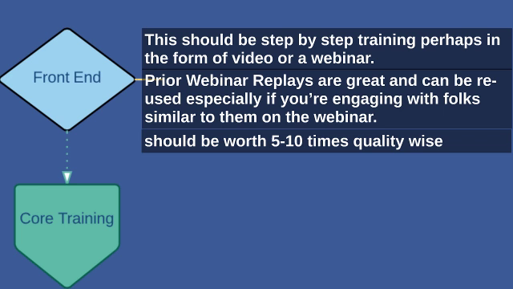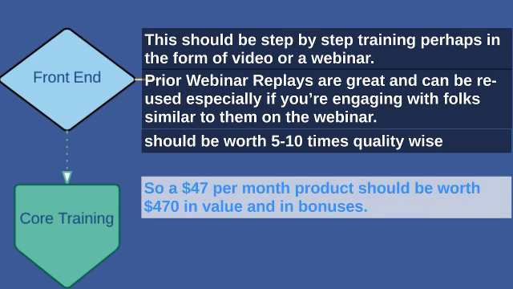those questions. Now, as far as quality and value goes, it should be worth about 5 to 10 times more quality-wise. So if you're charging, for example, $47 per month, then it should be worth about $470 in value. So if you were going to offer something for $47, make sure that you double it, triple it, multiply it by 5 or even 10.